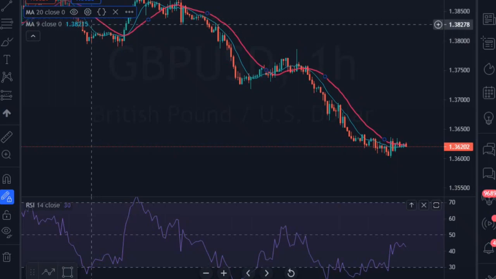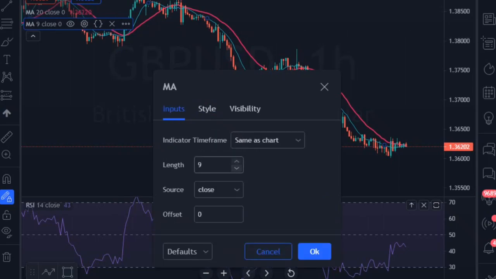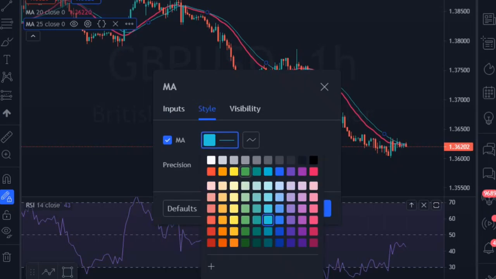Then let's go to the second moving average. Let's go to the settings, and yes, let's go to the input. In this particular one, we're going to make it 25. So let's increase the number to 25. Okay, 25. Then let's go to the style. We have to change this up. So let's use yellow for this particular moving average. Then you have to thicken this a bit.